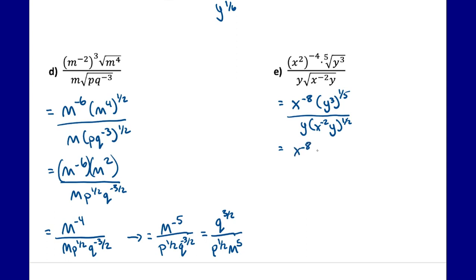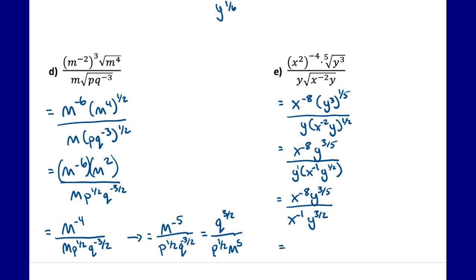x to the -8, y to the 3/5, multiplying powers. On the bottom, we have y times x to the power of -1, because -2 times 1/2, and y to the power of 1/2. I can still simplify the y's on the bottom. I still have x to the power of -1. The y to the power of 1 times y to the power of 1/2 gives me y to the power of 3/2, or 1.5, or 1 and 1/2.